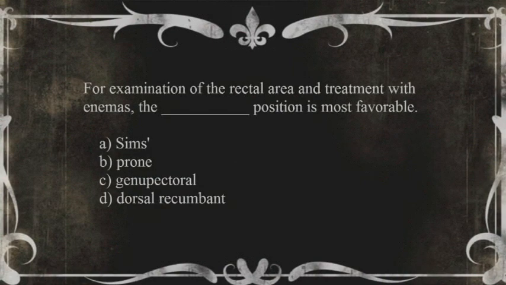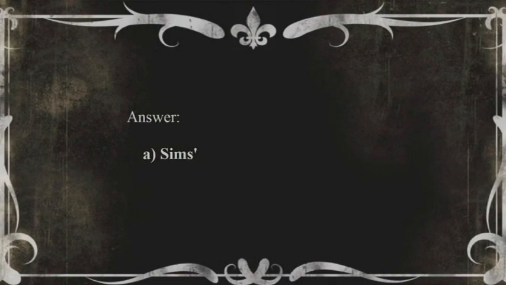For examination of the rectal area and treatment with enemas, the blank position is most favorable. Is it A. Sims, B. Prone, C. Genu pectoral, or D. Dorsal recumbent? The answer is A. Sims.